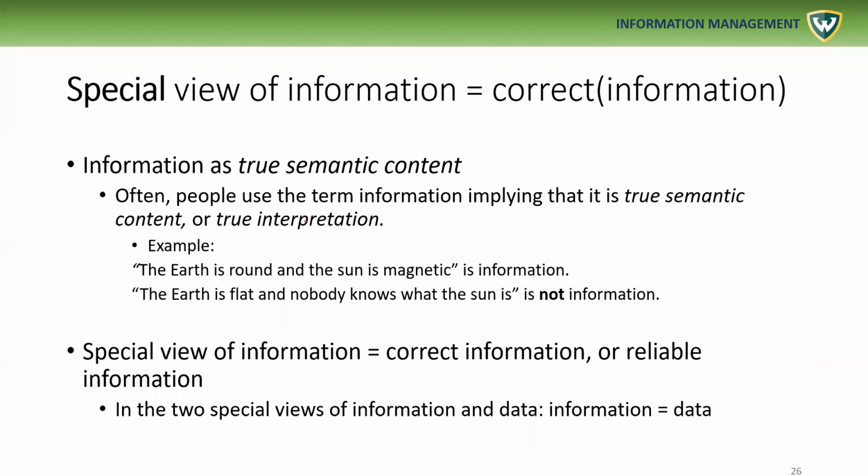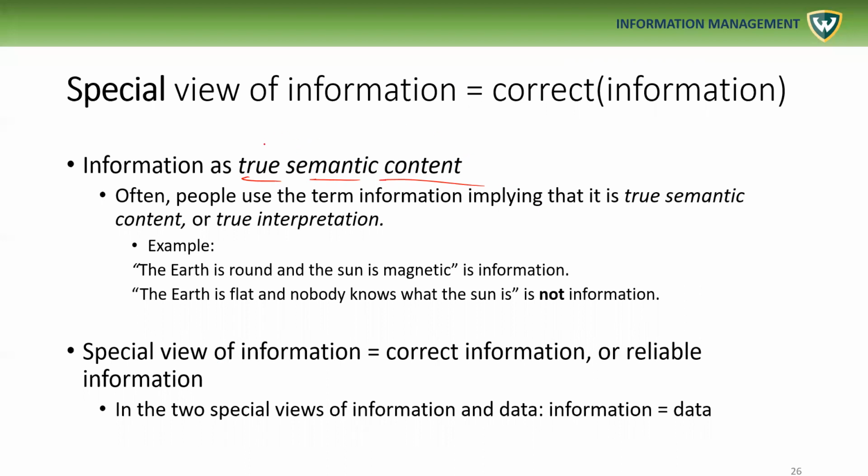Now there's another special view of information, and people also use the term information when they mean this, which is not the same thing as before. The other one is more general. This is more specific. So this is why it can get confusing. But in this special view of information, information is true semantic content, or mostly true or largely true.